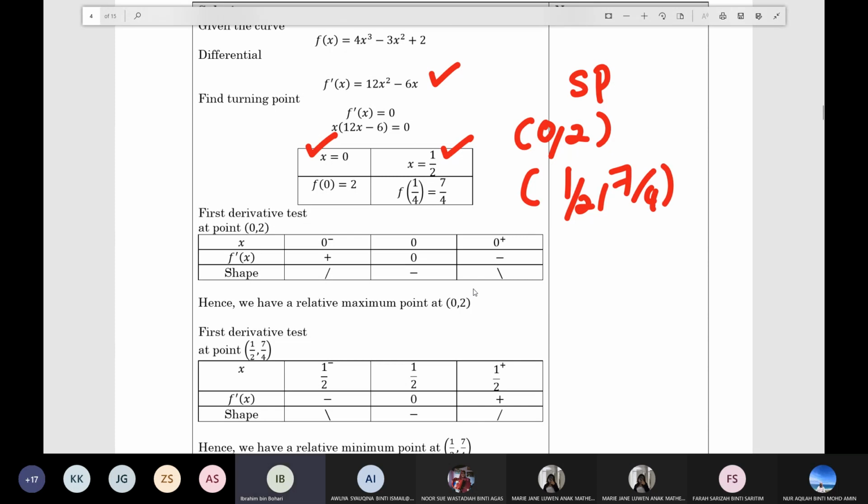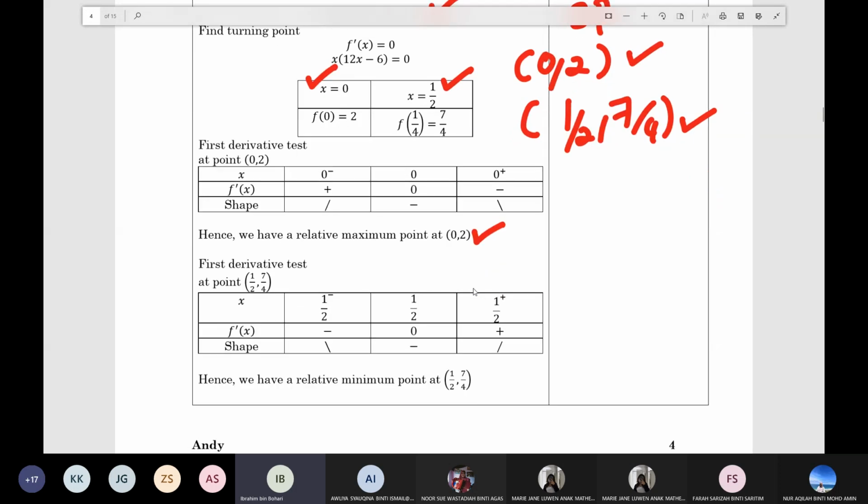You substitute 0 and 1 over 2 into the function. The first point is at (0, 2) and the second point is at (1 over 2, 7 over 4). Using the first derivative test to determine the relative extremum point, draw a table with the value of x, the first derivative, and the shape of the tangent. In conclusion, the maximum is at (0, 2) and the minimum point is at (1 over 2, 7 over 4). Check the answer.